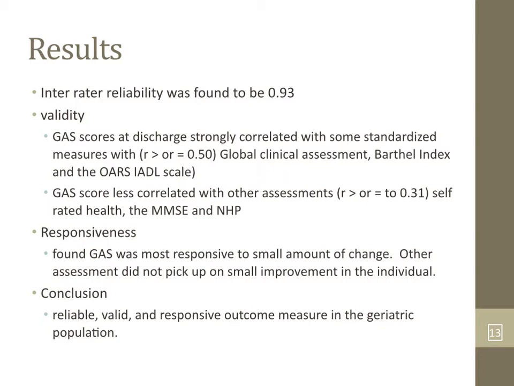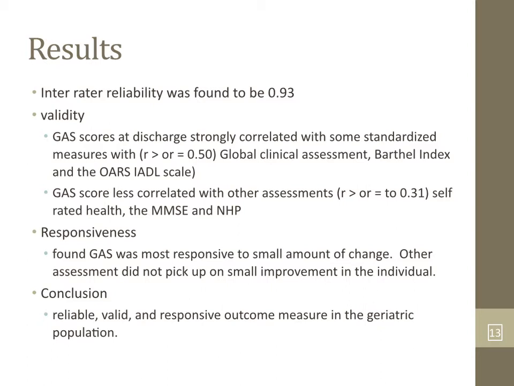Goal attainment scale scores were less correlated with the other assessments, R greater than or equal to 0.31. These assessments included self-rated health, MMSE, and NHP.